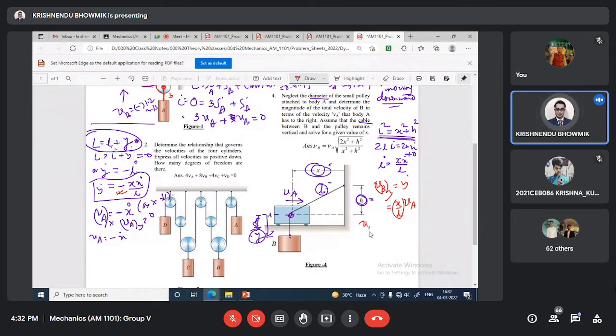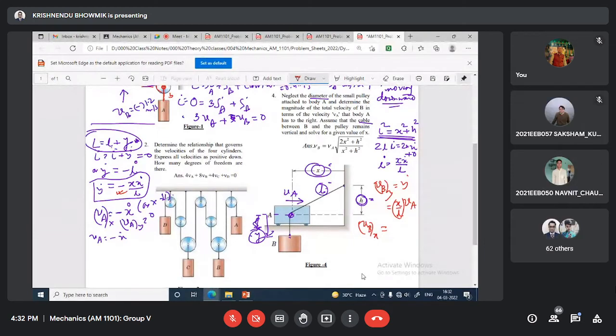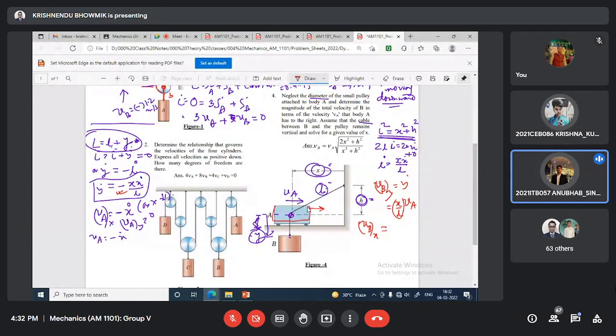What is VBX? Is there any value of VBX? No, sir. You look into the problem. If this block moves, VX equal to VA. Yes, sir, it is VA. Okay, very good. That is the tricky part. That is VA, which means minus x dot.